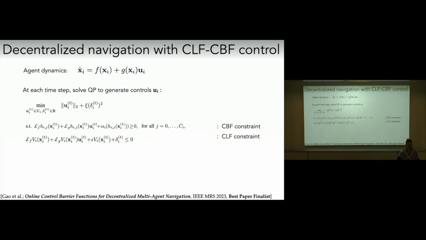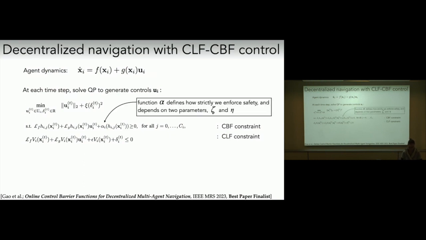So we have flow functions f and g that define the agent's dynamics. And what we want to do is generate controls u that allow us to solve a QP, a quadratic program, at every time step, where we're trying to minimize the control effort of the robots. Now, this quadratic program, without going into too many details, has two constraints. As I already alluded to before, the first one is the control barrier function constraint for the collision freeness, and the second is the control Lyapunov function that basically ensures that all the agents reach their goals.